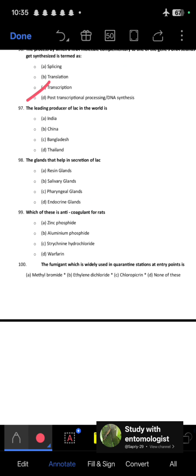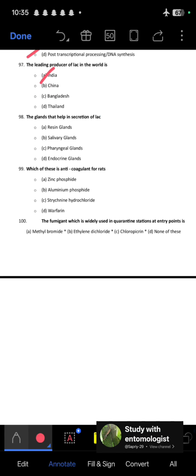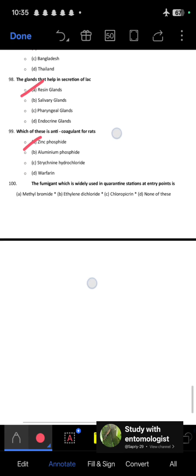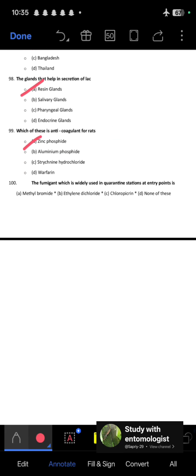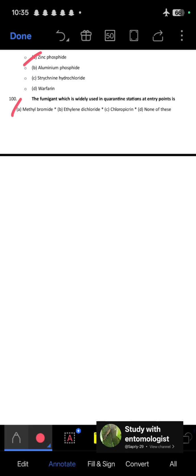Next, the leading producer of lac in the world is India. Next, the glands that help in secretion of lac are known as resin glands or dermal glands. Next, which of these is an anticoagulant for rats? We know zinc phosphide is known as the anticoagulant for rats. Next, the fumigant widely used in quarantine stations at entry points is methyl bromide, which is banned and mostly used in restricted use only.